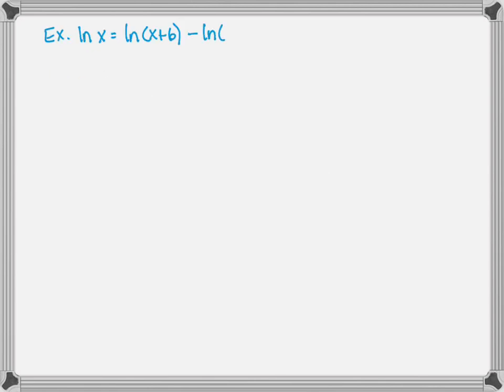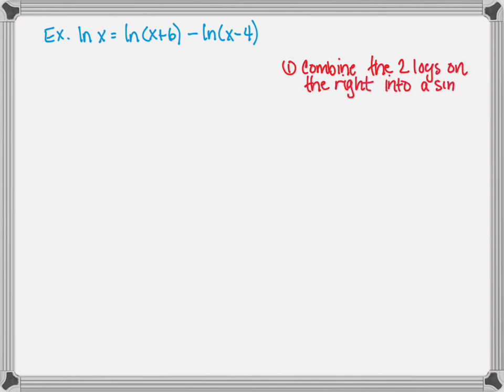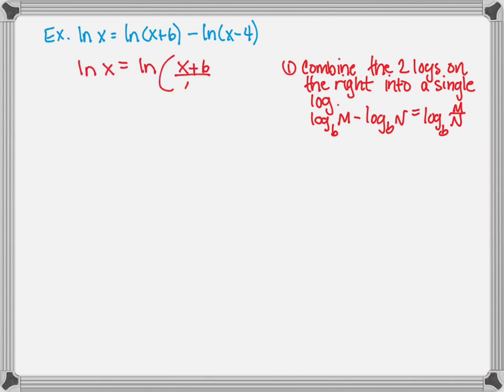Let's look at a second example. The natural log of x equals the natural log of x plus 6 minus the natural log of x minus 4. First, we'll combine the two logs on the right-hand side into a single log using a log property. We'll use the log property that the difference of two logs can be combined into the log of a quotient. So we can rewrite this as the natural log of x equals the natural log of x plus 6 over x minus 4.